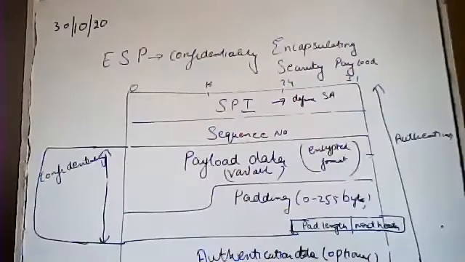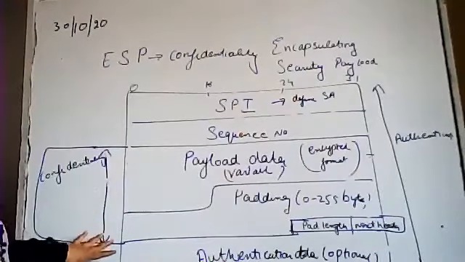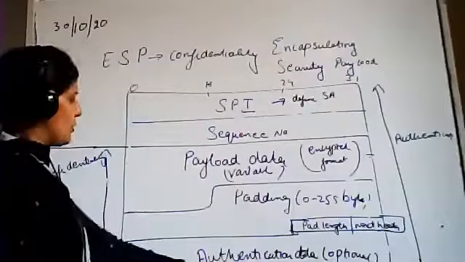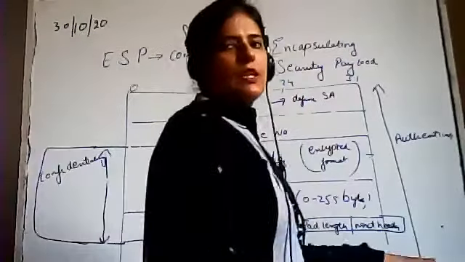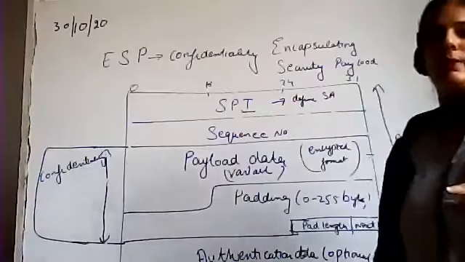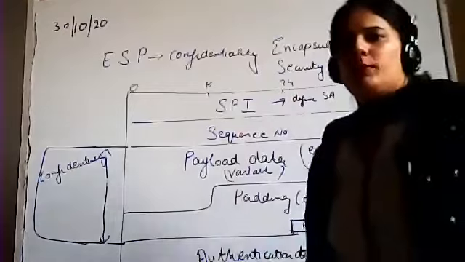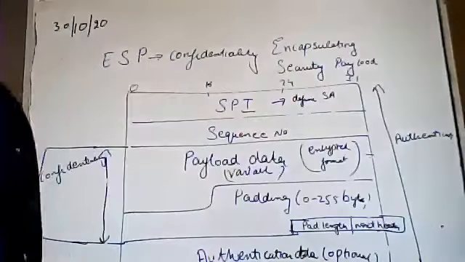So these things are clear to you. Confidentiality is only because of this payload data and padding. If you want to implement this ESP without the authentication header, you just disable this authentication data. And if you want to enable this authentication data, that means you are providing ESP with the authentication part also. Clear? So I hope this is clear to you. The last topic, that is modes, I can discuss.